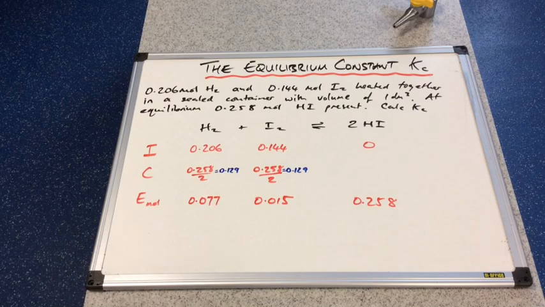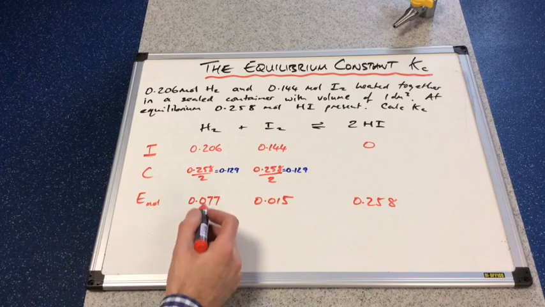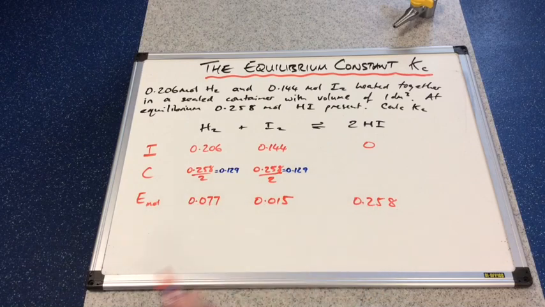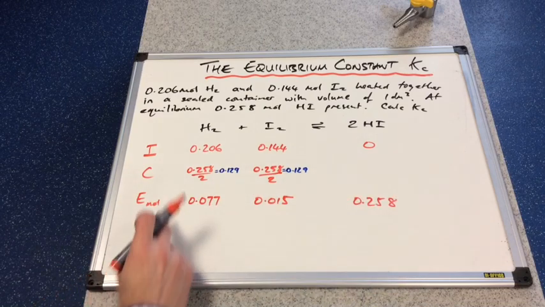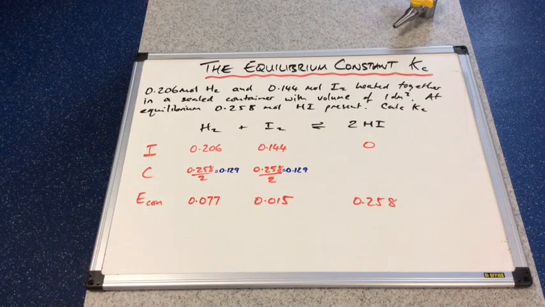The question's been nice in the sense that the volume of the container is 1 cubic decimeter, so the equilibrium concentrations, moles over volume, so it's that over 1, that over 1, that over 1, so they're just the same. So we can use the same numbers because effectively they are the concentrations.